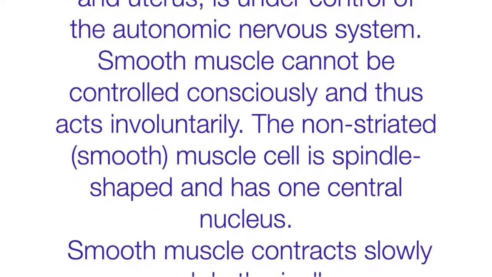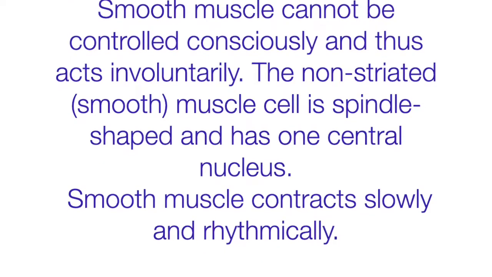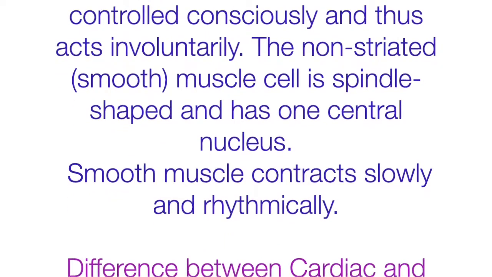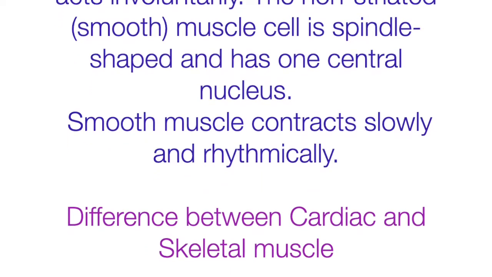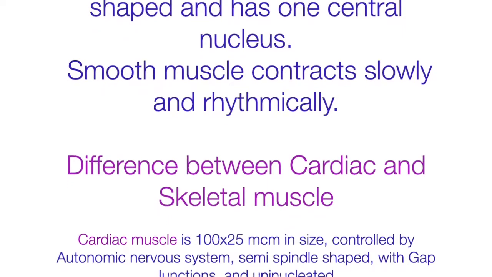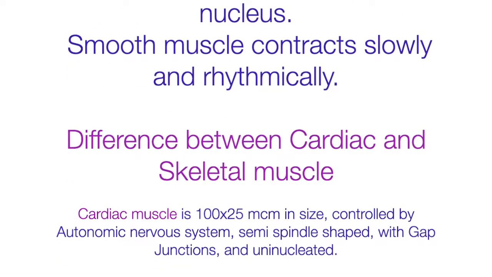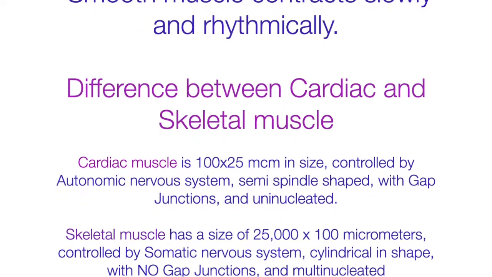Differences between cardiac and skeletal muscle. The cardiac muscle has a length of 100 by 25 micrometers. 1 micrometer is 1,000th of a millimeter. It's controlled by the autonomic nervous system, semi-spindle shaped, with gap junctions present, and uninucleated.